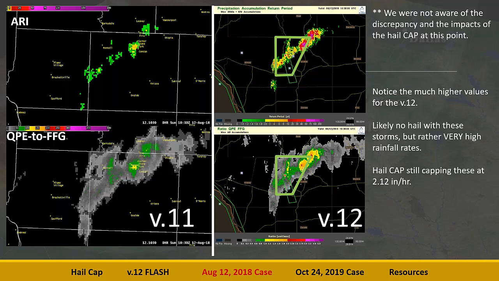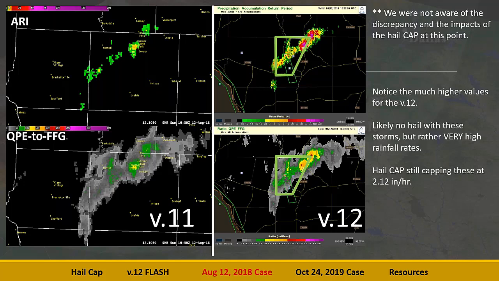You do start to see some peaks of QPE to flash flood guidance, even the ARI. And you can also already see that difference between version 12 on the right, which is the newer data presenting the higher values, and version 11 on the left, which is the older data with much lower values. So that's already one big takeaway: because of these new schemes that version 12 uses, it's getting us higher data, but in essence, better data, because again, it's no longer capped at 2.1 inches per hour. It's able to take in those higher rainfall rates that we get a lot of the time around here.